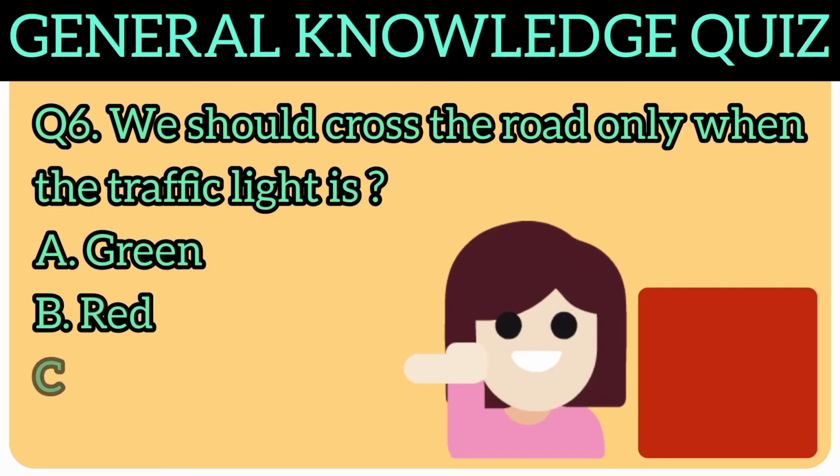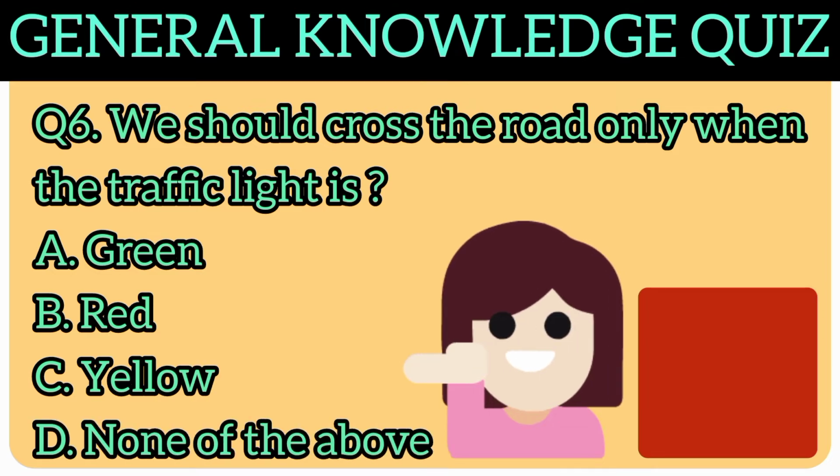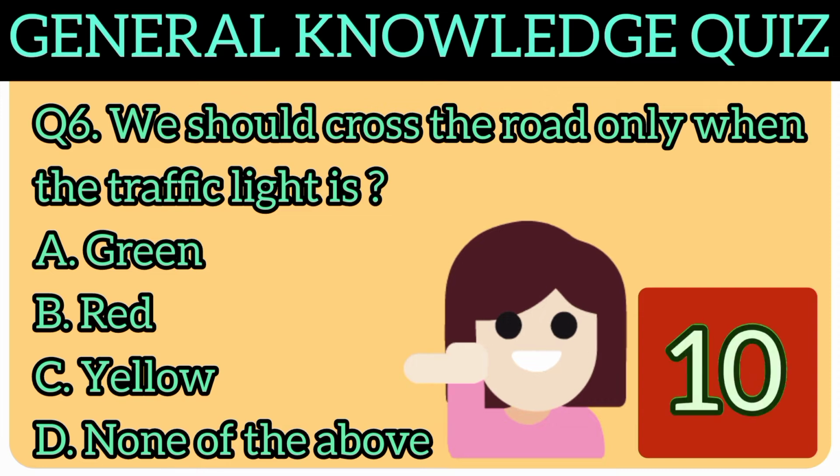Question 6. We should cross the road only when the traffic light is. Your options are A. Green, B. Red, C. Yellow, D. None of above. Your time starts now.